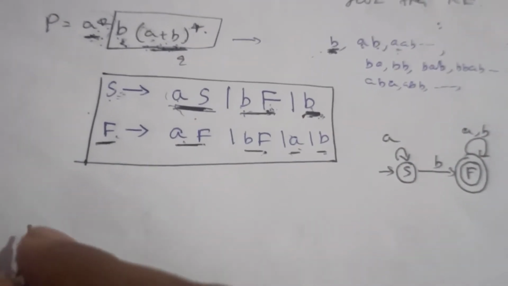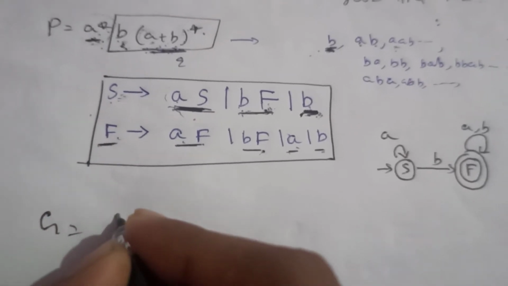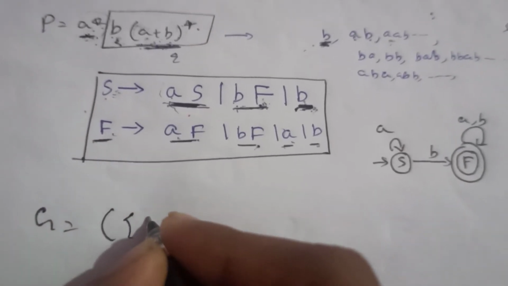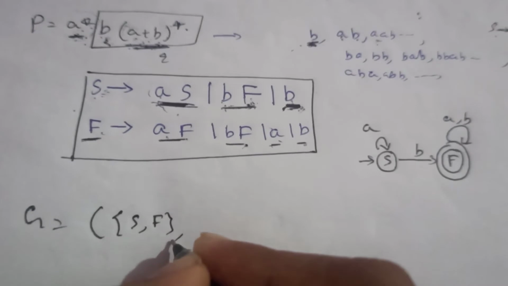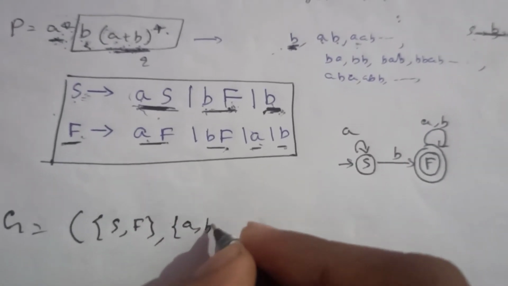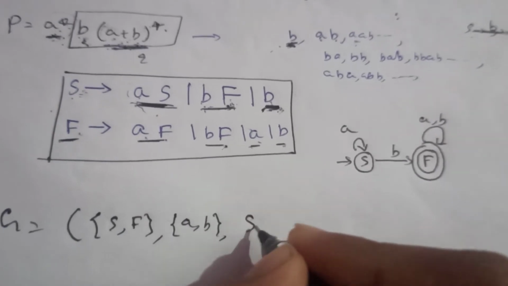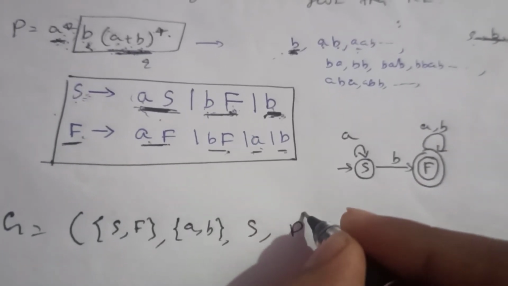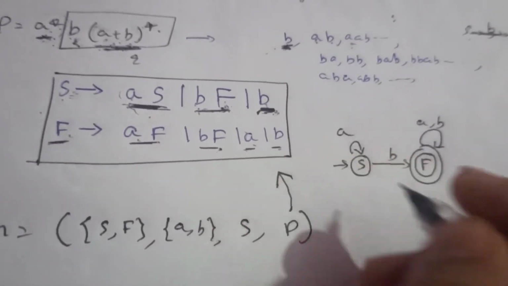And if I need to write the grammar, I will write it like this. See, the states or variables are S and F. The terminals were A and B, the starting variable is S, and the production rules were these.